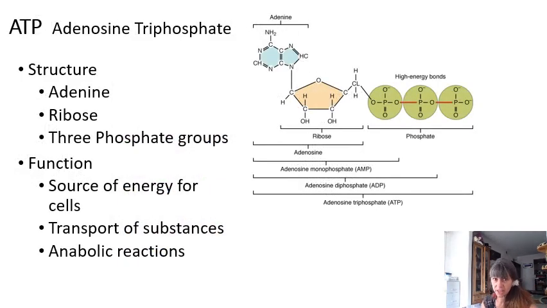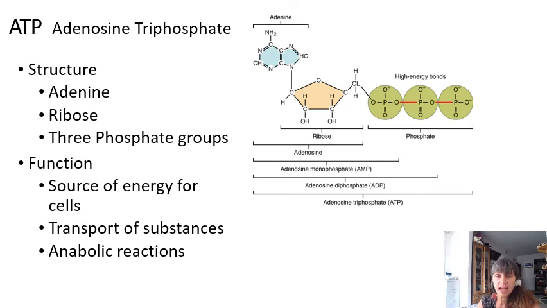Adenosine triphosphate is important because it is the source of cellular energy, and that helps us transport things throughout our cells, throughout our bodies. It helps our muscles contract, and it's important for a lot of anabolic reactions. Remember, anabolic reactions require energy, whereas catabolic reactions release energy.